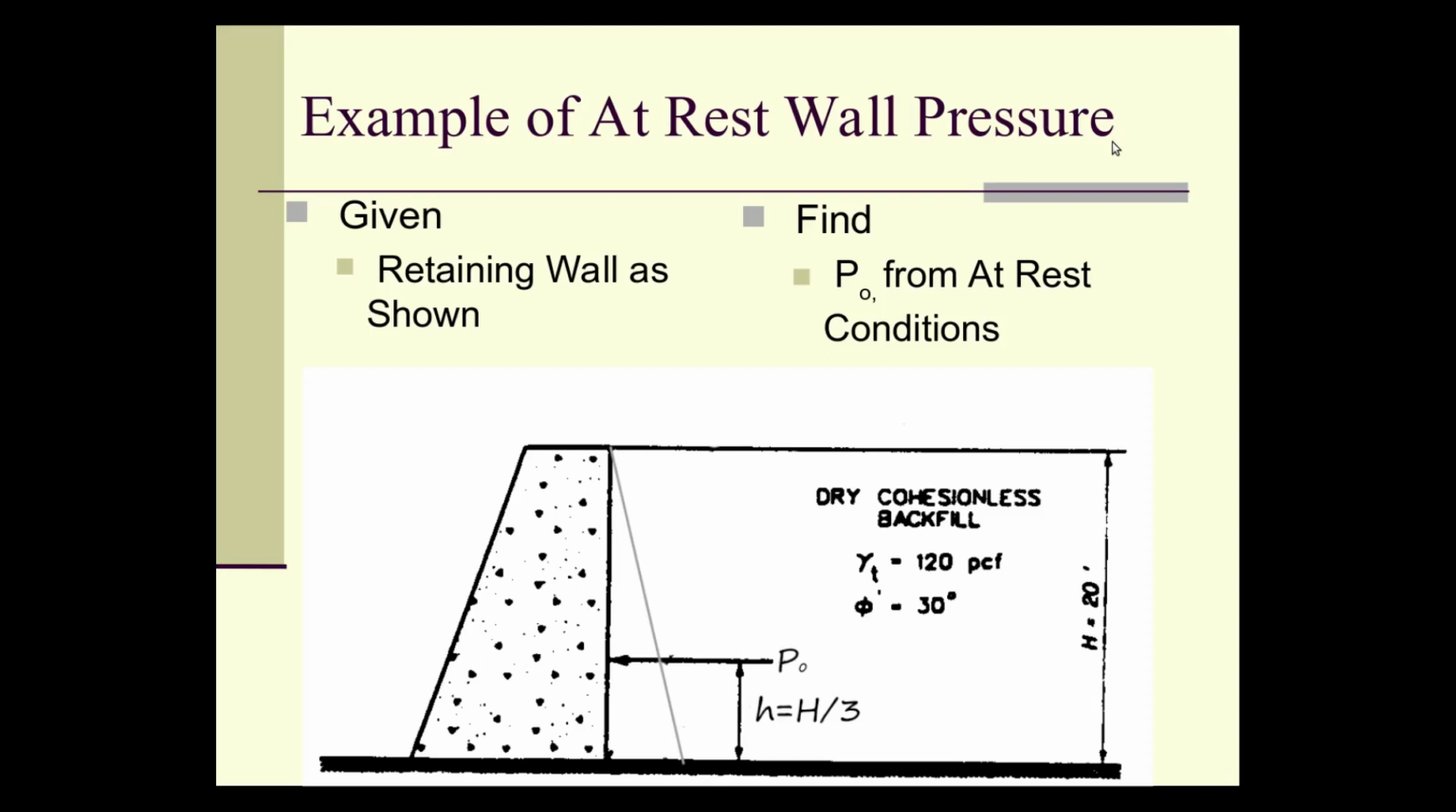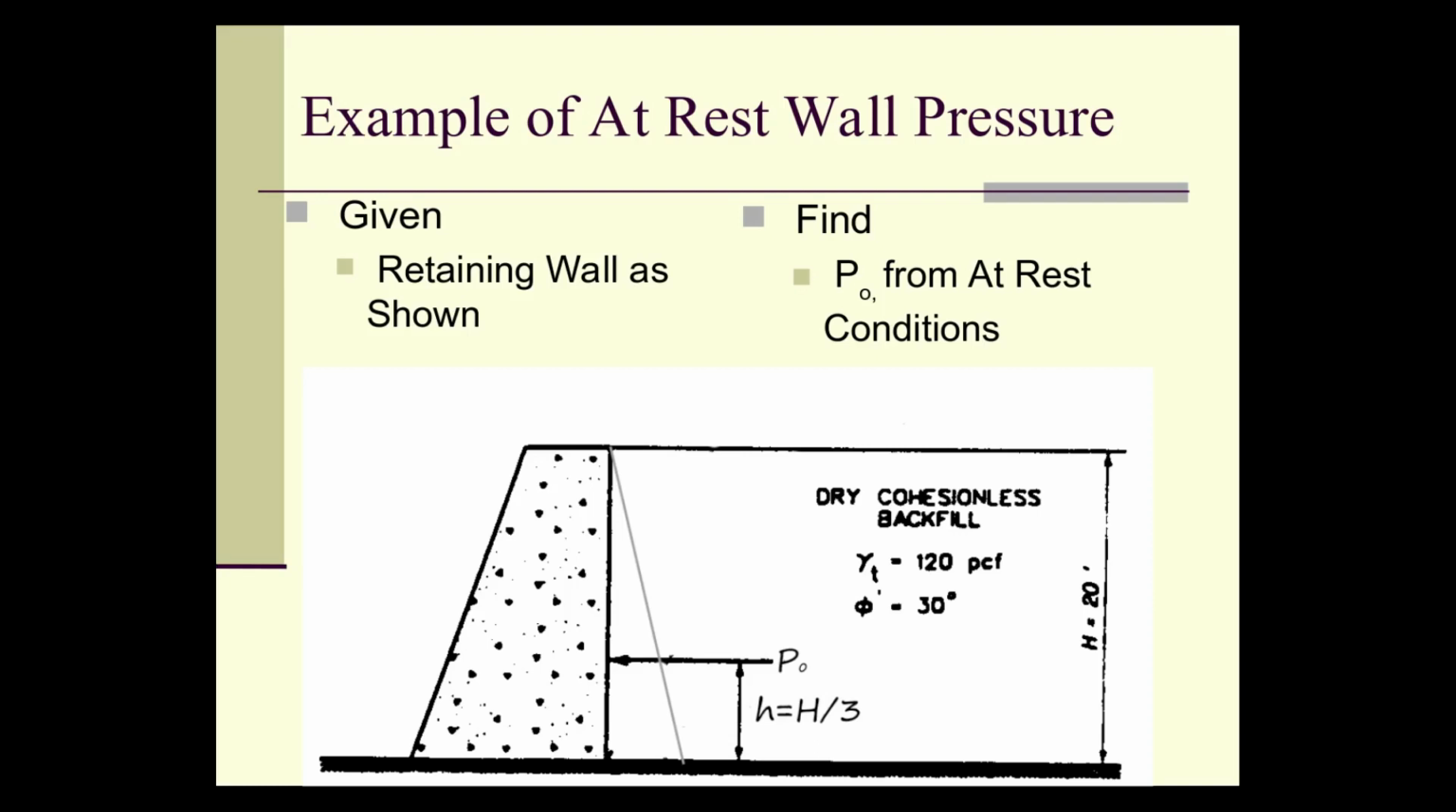All right, let's take the retaining wall example. Let's assume that it's truly unyielding. We have finally searched the world and found the unyielding wall. We have a dry cohesionless backfill, gamma of 120 PCF, and phi equal to 30, the internal friction angle. The height is 20 feet. If we look at this diagram and draw a P-naught diagram of this, you would get a linearly increasing pressure against the wall.